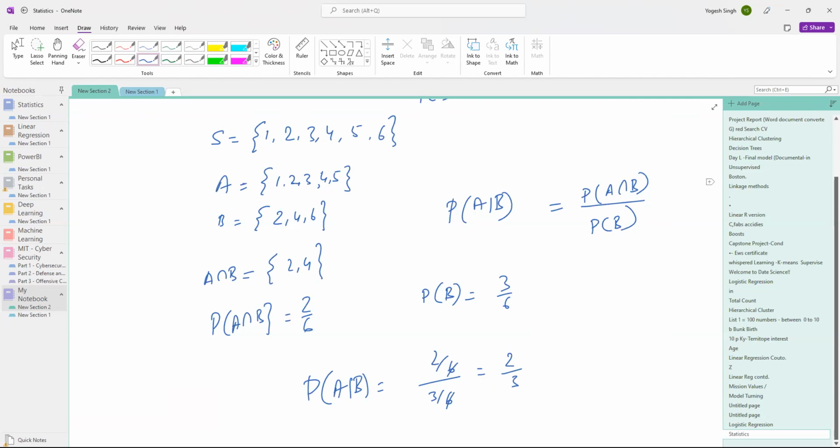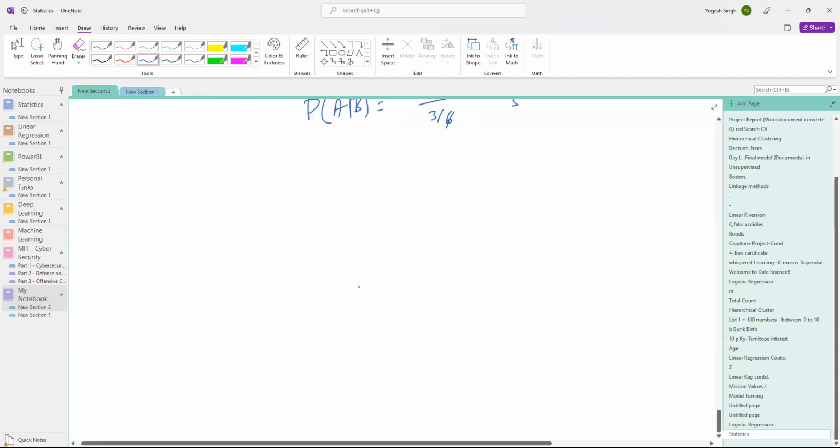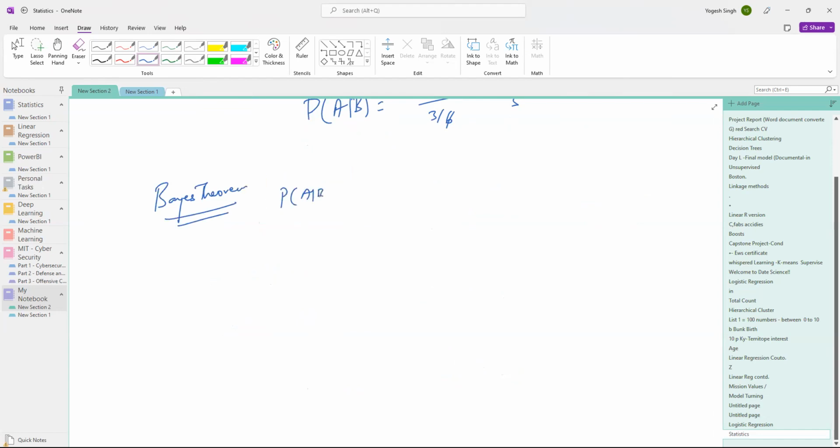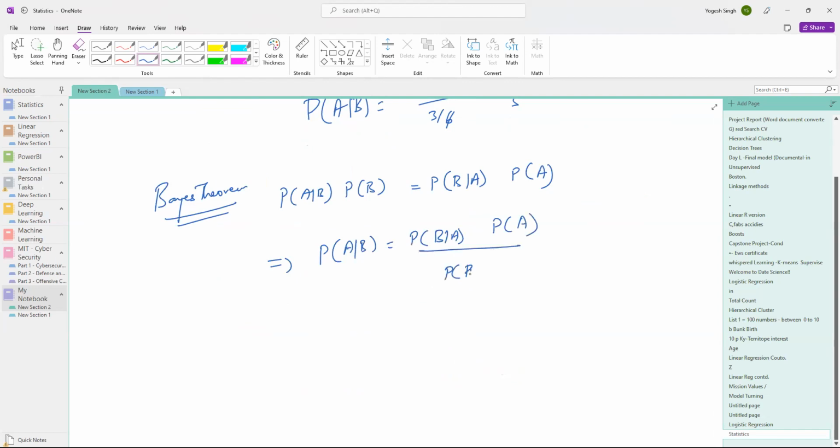Now, there is a theorem known as Bayes' theorem, which says probability of A given B multiplied by the probability of B is equal to probability of B given A multiplied by the probability of A, which implies that probability of A given B is equal to probability of B given A into probability of A divided by probability of B.